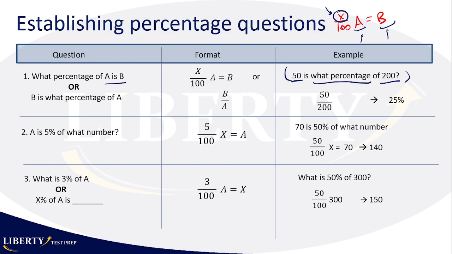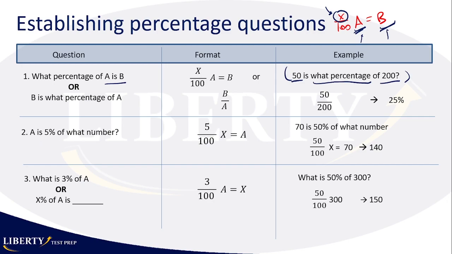So basically they're asking you for X. They are giving you A, they are giving you B, and of course they're asking you to solve for X, right? What percentage of 50 is what percentage of 200? So actually 50 is the result, the 200 is A here, right? So 50 is B, 200 is A, and then you solve for X. Easy. Now question number 2 is different.